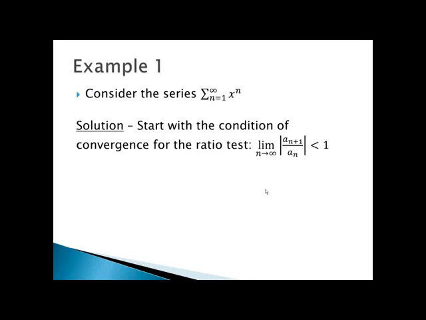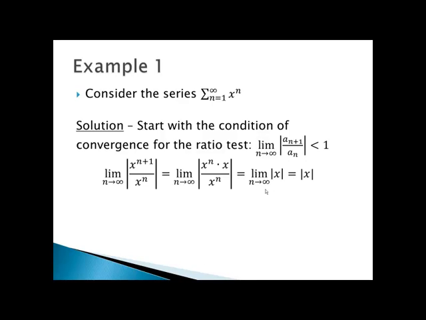That is, check to see if the limit as n approaches infinity of a sub n plus 1 divided by a sub n is less than 1. We'll check the limit as n approaches infinity in this example of x to the n plus 1 power divided by x to the n power. X to the n plus 1 power can be rewritten as x to the n power times x to the first power, and that's still divided by x to the n. I cancel a factor of x to the n in both the numerator and the denominator, and I end up with the limit as n approaches infinity of the absolute value of x.